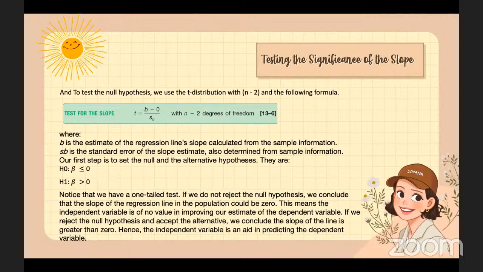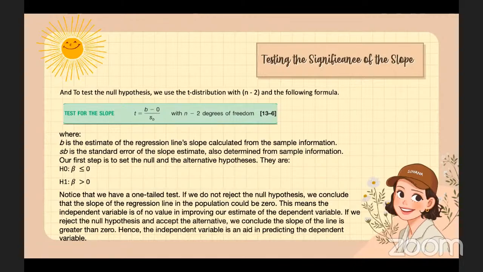Our first step is to set the null and the alternative hypothesis. So H0: beta is less than or equal to zero, and H1: beta is greater than zero. Notice that we have a one-tailed test.